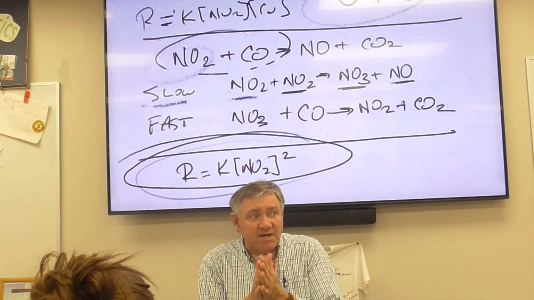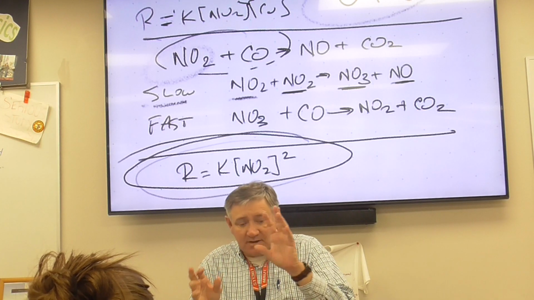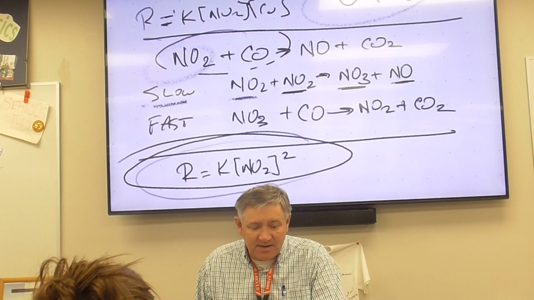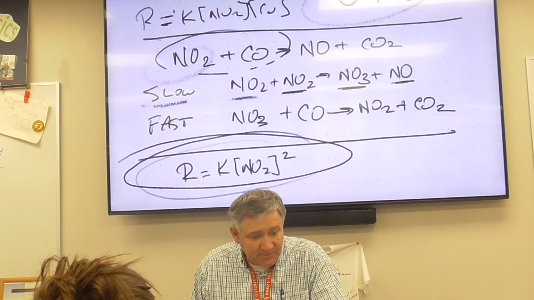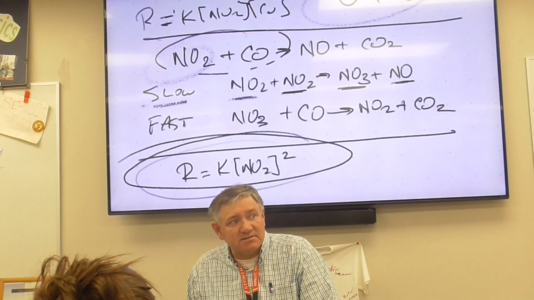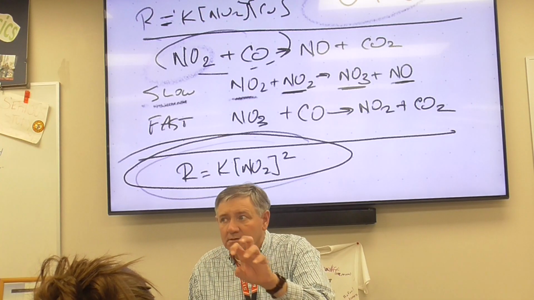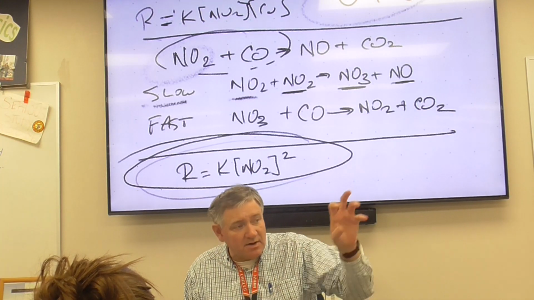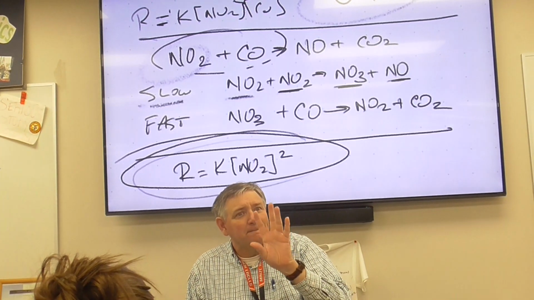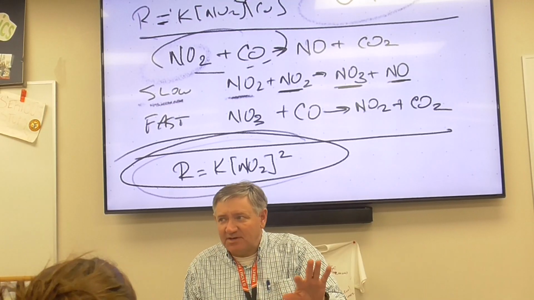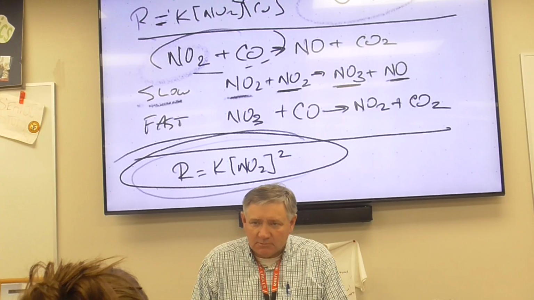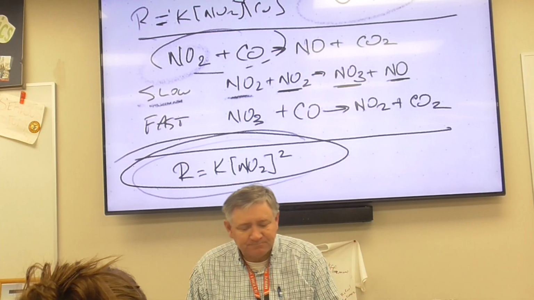In other words, why this would fit is that if this is a slow step and NO2 is combining with NO2, that would make sense with why the rate is second order with respect to the NO2. Cool, that fits. But that doesn't fit with the overall reaction. It's like, this is bad. What's going on with the wizard behind the curtain?